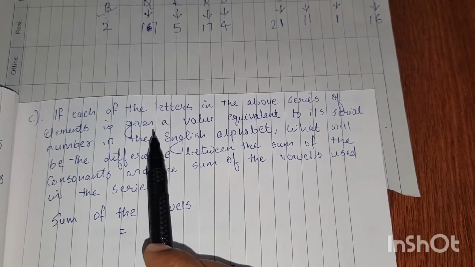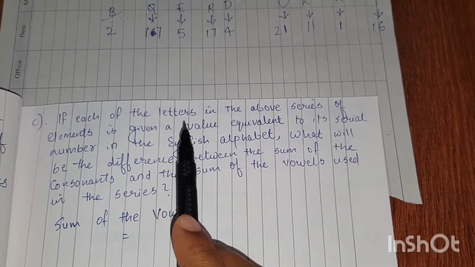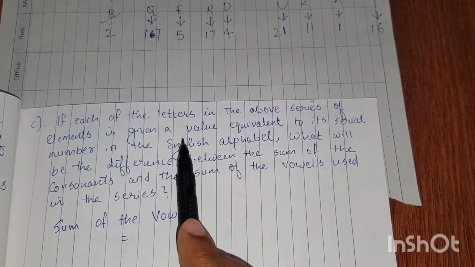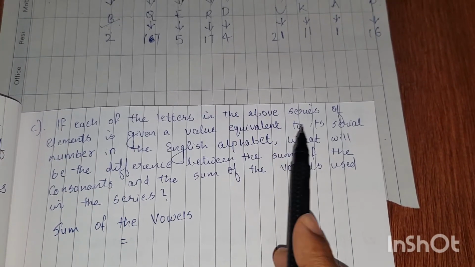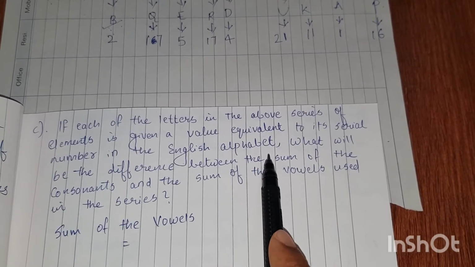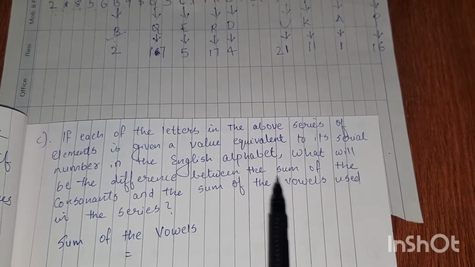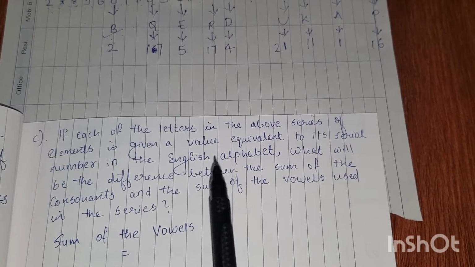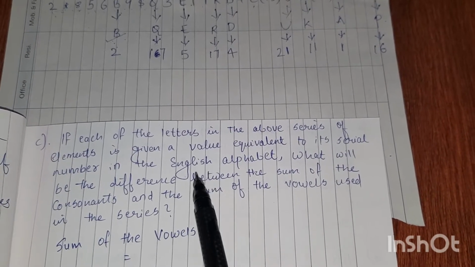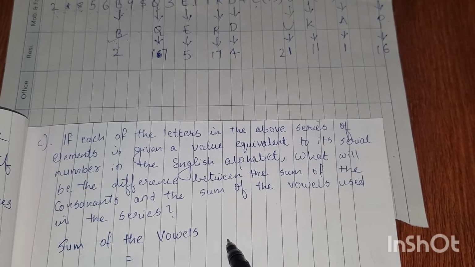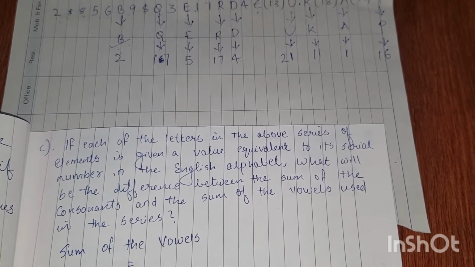Now the next question is: if each of the letters in the above series of elements is given a value equivalent to its serial number in the English alphabet, what will be the difference between the sum of the consonants and the sum of the vowels used in the series? So what we have to do is take the sum of the vowels and the sum of the consonants, then take the required difference.